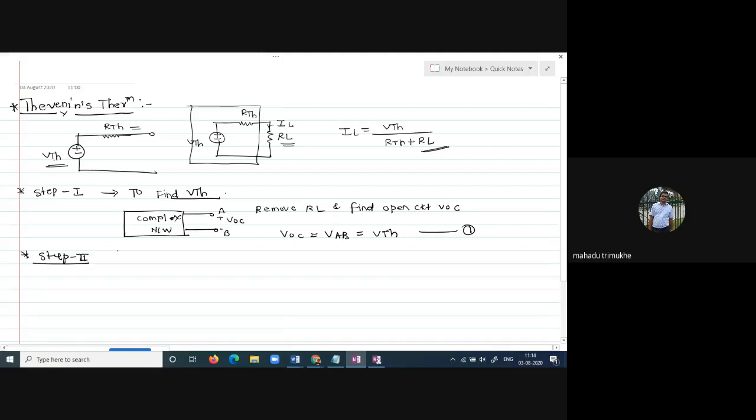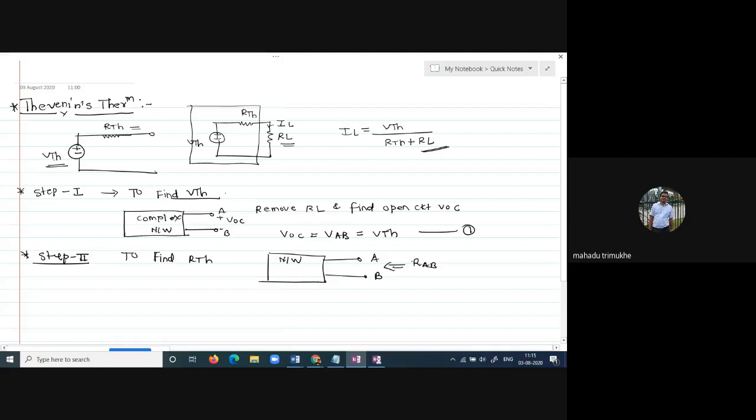Step number two. We have to find out RTH. How to find out RTH? Suppose we have an electrical network with sources. We keep the network as it is, open the load resistor, and here we have RAB.